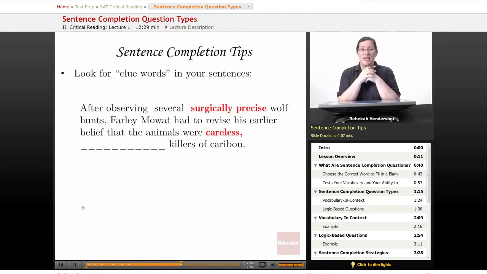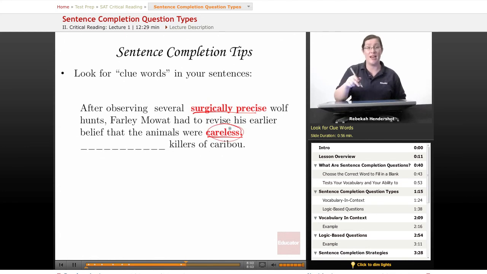All right, here's another tip. Look for clue words in your sentences. Let's look at Farley Mowat here. After observing several surgically precise wolf hunts, Farley Mowat had to revise his earlier belief that the animals were careless, blank killers of caribou. Now, this describes somebody changing his mind about something. His original belief was that wolves were careless.